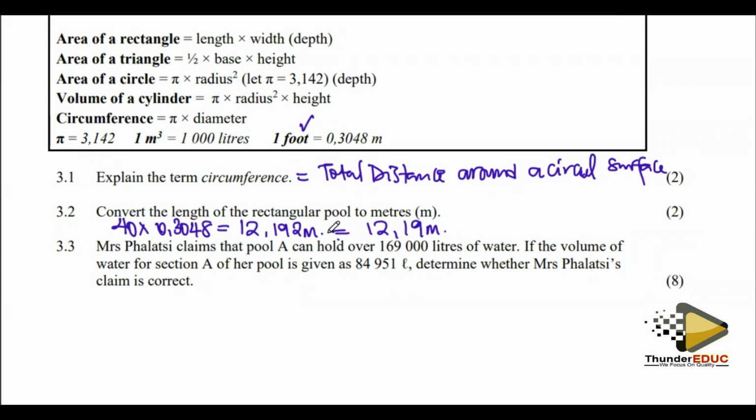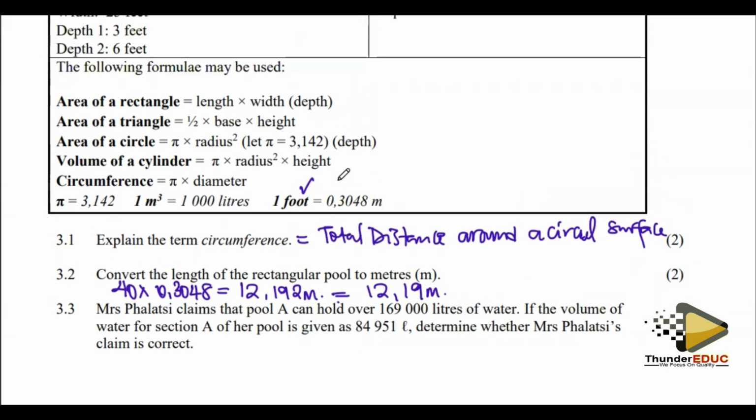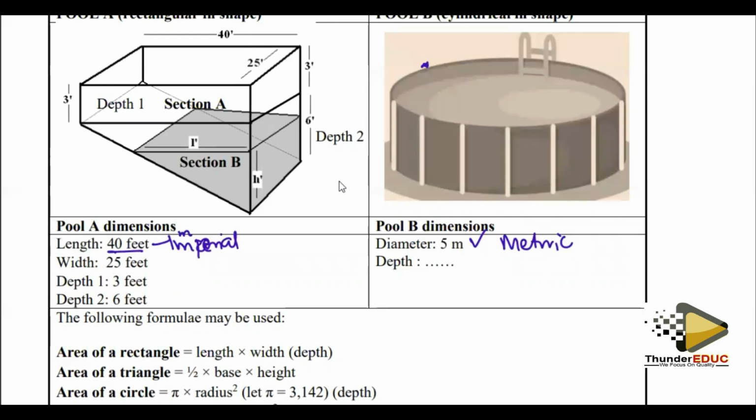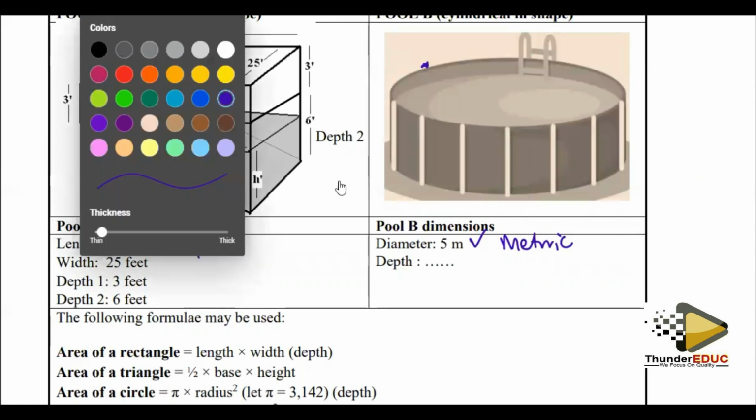Mrs. Farasi claims that pool A can hold over 169,000 liters of water. If the volume of the water section A of the pool is 84,951 liters, determine whether Mrs. Farasi is correct. Now, this is 8 marks. Please, as a learner, you try to do your best, right? Very well. You will try, or I will ask you to do this.